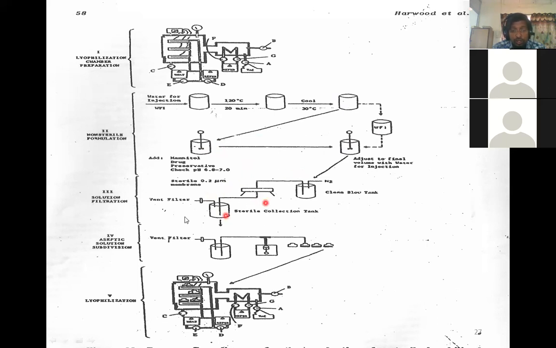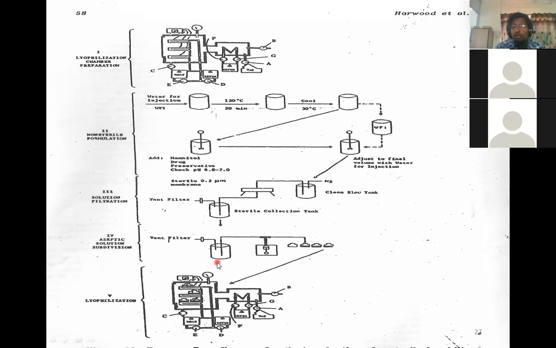Then you will filter the formulation through a bacterial proof filter, right? The sterilization step will be there. In the bacterial proof filter, generally we take a 0.2 micrometer membrane filter and filter it in order to remove all the pyrogens and all other particulate matter. Then in aseptic subdivision, you will mix them all properly, and you will subject it to lyophilization. So it is the same as the solution preparation, but the lyophilization step is added so that they can be dried into powder form.